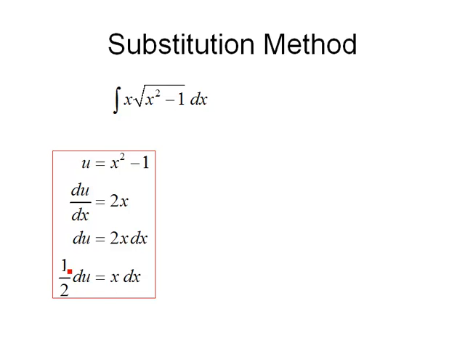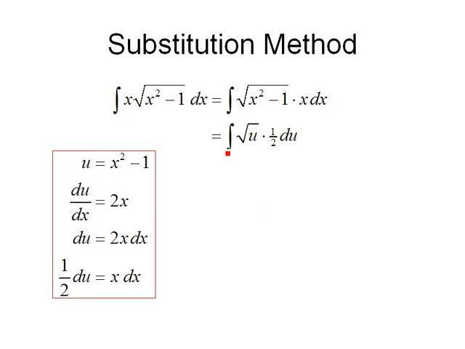So we get 1/2 du is equal to x dx. So we'll put that in place of x and dx. In place of the x squared minus 1, we'll put u. So I'm going to go ahead and put the x next to the dx. So this piece is going to become 1/2 du. And all of this will just become square root of u. So I'll put those pieces in.